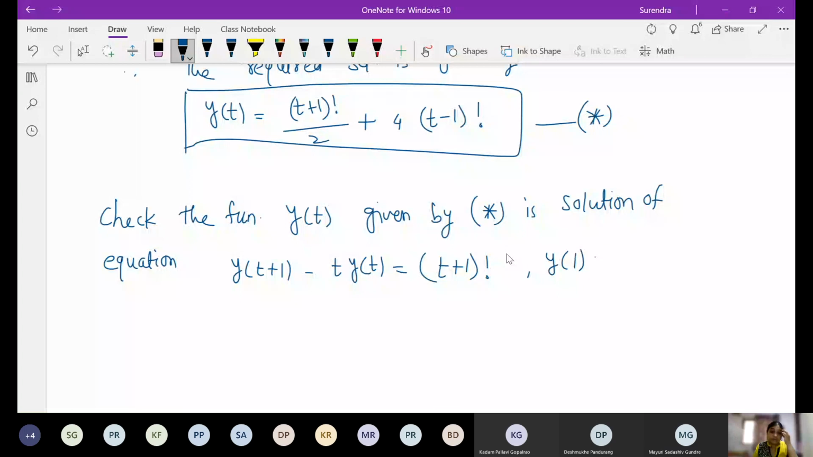So can you check now? Just substitute t is equal to t plus 1. So you will get y at t plus 1. Then minus t times yt, you will get here t plus 1 factorial. So LHS is equal to RHS will give you yt is the solution. And if you substitute y at 1, you will get here 5. Is that okay?